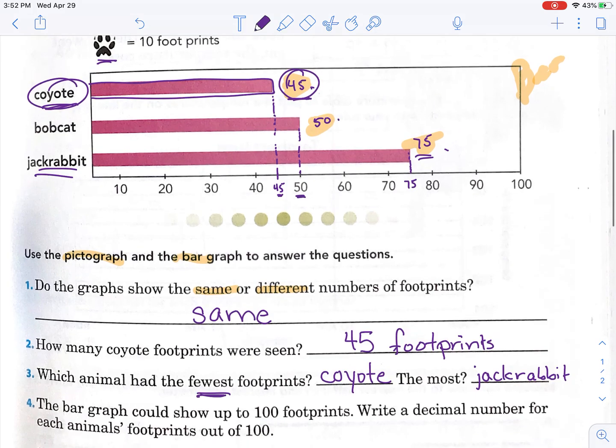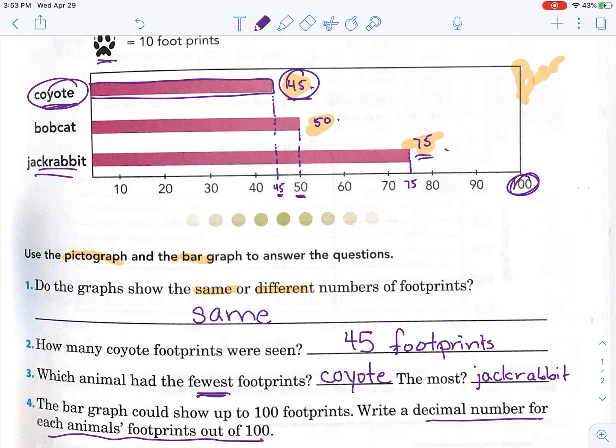Okay, number 4. The bar graph could show up to 100 prints. Do you see that? Write a decimal for each animal's footprint out of 100. What are they asking me, Mrs. Cornthal? Write a decimal for each animal's number of footprints.